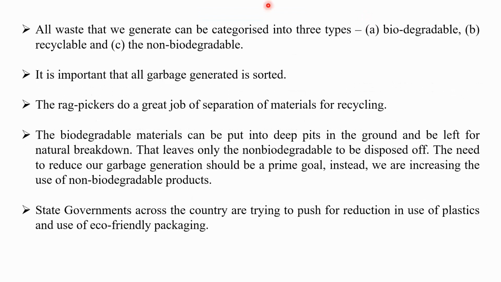Whatever waste we create can be divided into three types: biodegradable, recyclable, and non-biodegradable. Therefore, it is really important that whenever we dump any waste, we perform garbage sorting. We should know what kind of waste is biodegradable, what is non-biodegradable, and what is recyclable. For example, paper is recyclable. Therefore, we collect those papers and give them to the rag pickers, and these rag pickers do a great job of separating materials for recycling.